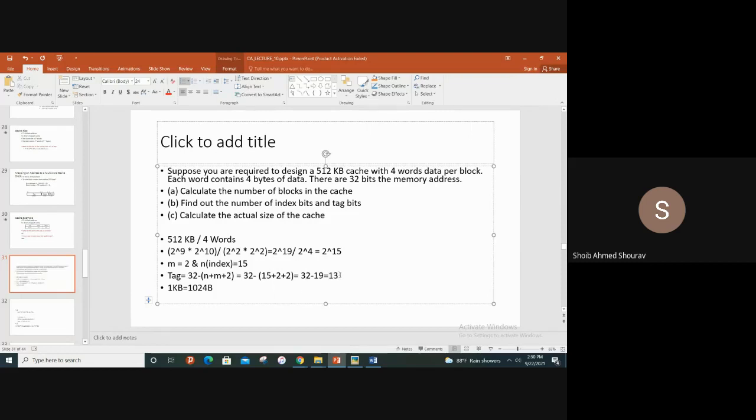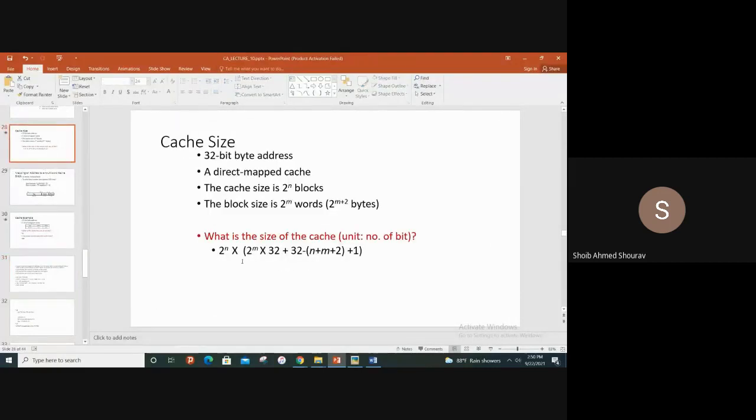Tag bits will be 13. Okay? Clear? Everyone, please respond. Yes, sir. Using the formula, now calculate the actual size. We know the formula.